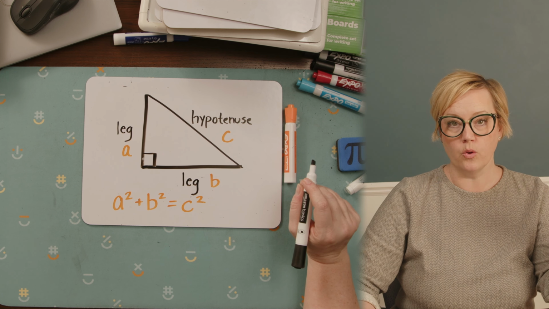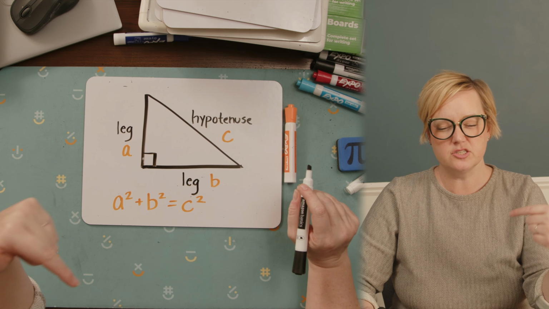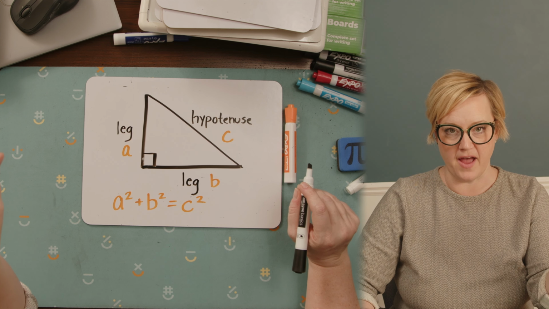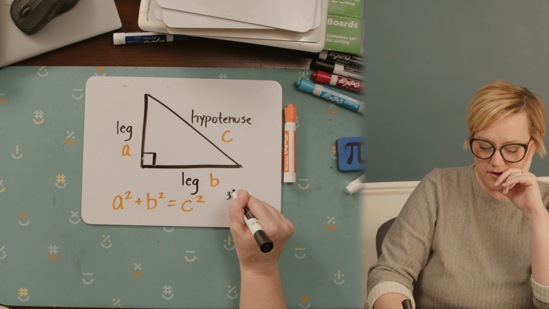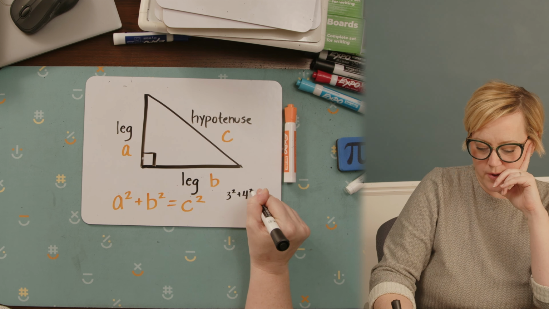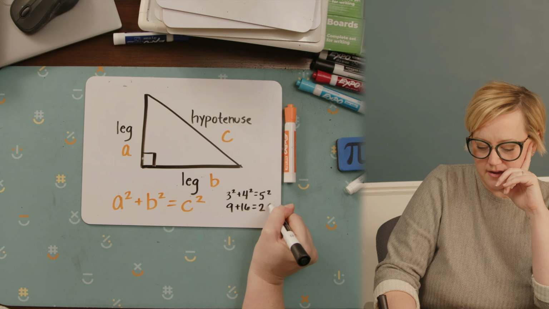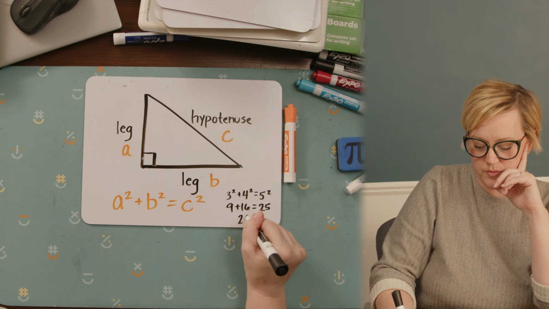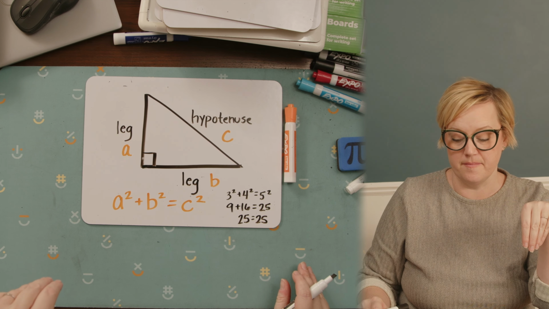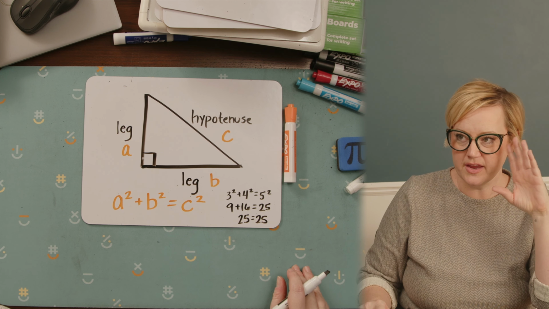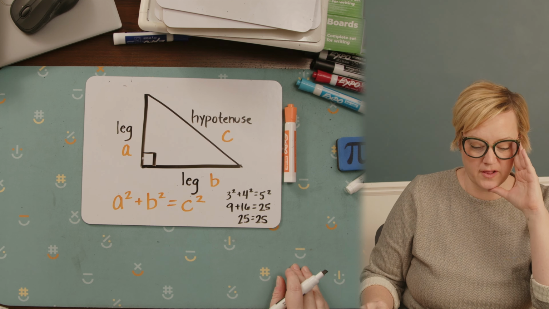Now, there are some side lengths called Pythagorean triples, which means they're going to be whole numbers or integers for the legs. I know it's 3, 4, 5. Because 3 squared plus 4 squared equals 5 squared, that's 9 plus 16, and that does equal 25. 25 equals 25, so that is a Pythagorean triple. I think it's 24, 25, 7. And there's a handful of them.